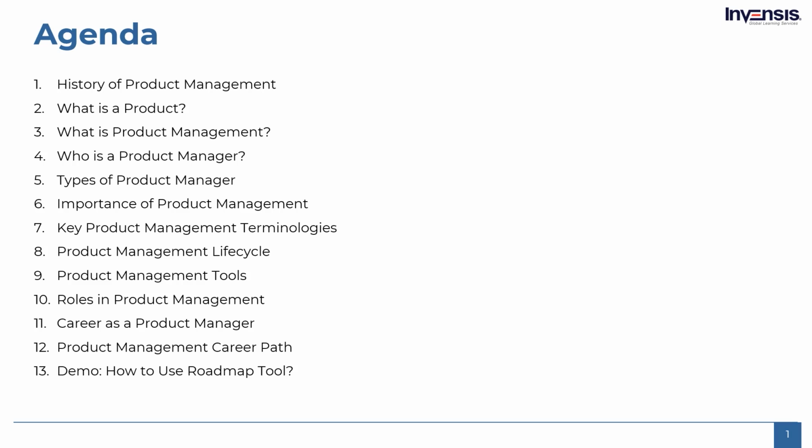Post that we will discuss who exactly is a product manager and different types of product managers. Moving on, we will talk about the importance of product management lifecycle, and roles involved in product management. Then we will discuss how a career in product management looks like and the job roles that you can take up. Finally, we will conclude this session by learning how to create a product roadmap using the Roadmunk tool. Hope the agenda is clear to you guys.